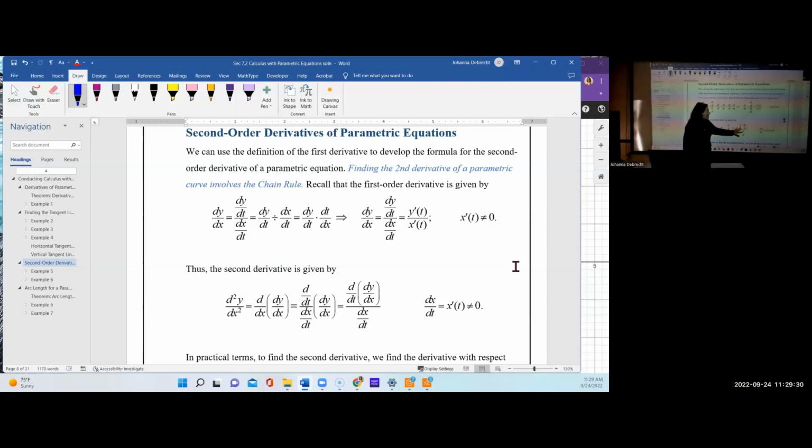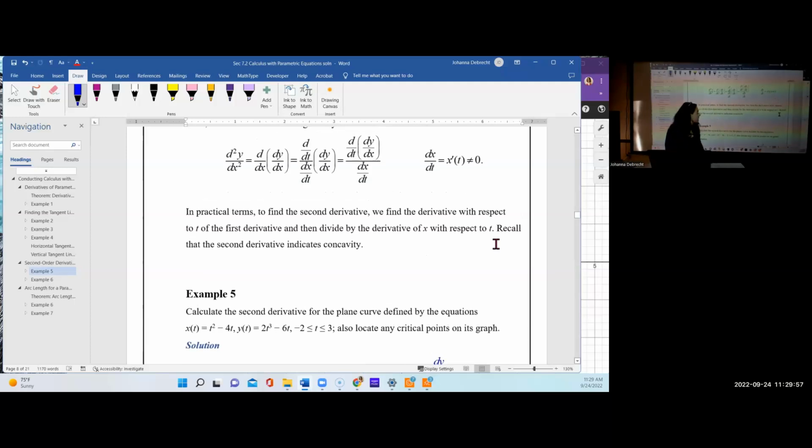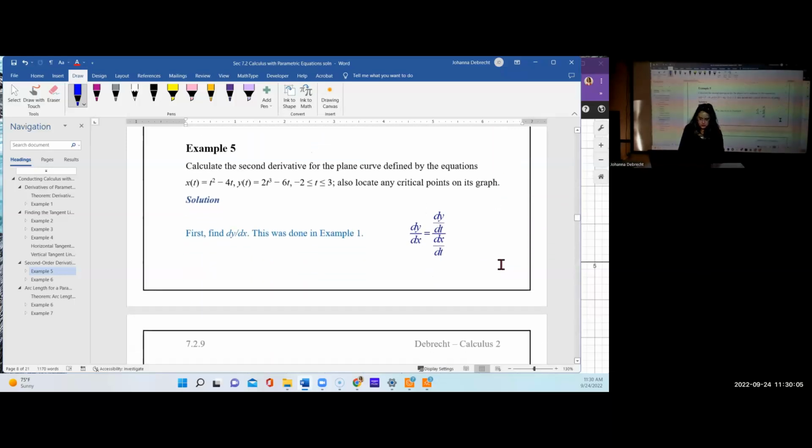So what does this really mean? To find the second derivative, find the first derivative, right? Using the formula we did before, dy/dt divided by dx/dt. Then take the derivative of that with respect to t and put that in the numerator. Then take dx/dt and divide by it. And that will give you the second derivative, right? And of course, in graphical terms, what we're getting is information about concavity, whether it's concave up or concave down. So let's now look at example 5.